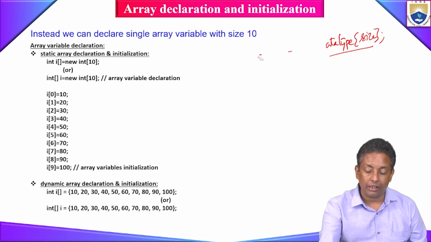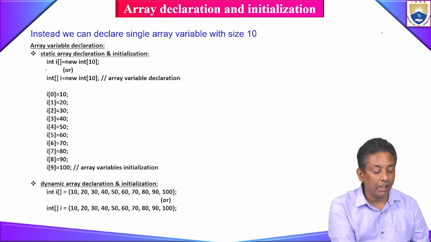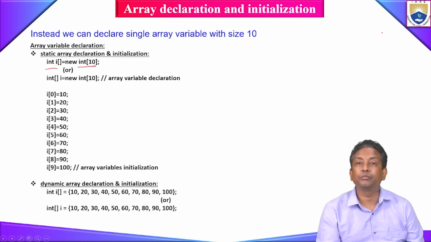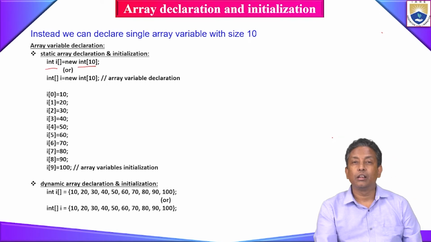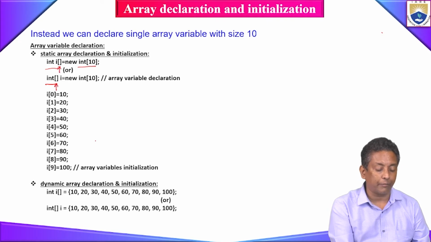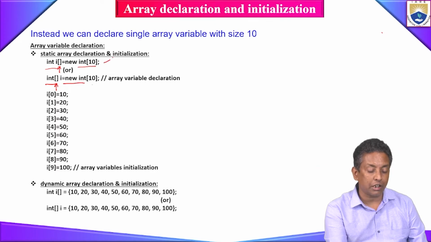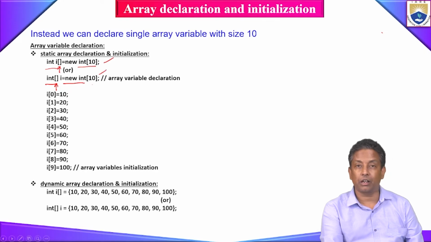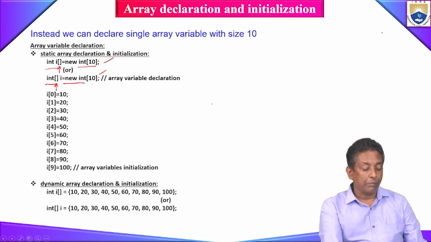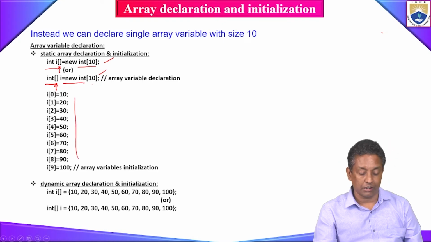Now coming to the example, if you want to declare 10 integer variables, you can declare like int i square bracket is equal to new int of 10. So 10 integer variables are declared. It can be again declared as int square bracket, where after the data type we are putting the square bracket. Remember, in the first one, after the variable name we are putting the square bracket, is equal to new int of 10. So this is also an integer variable declaration of size 10. After that, to initialize, anyway we need to write individual lines of code. Here lines of code increase.